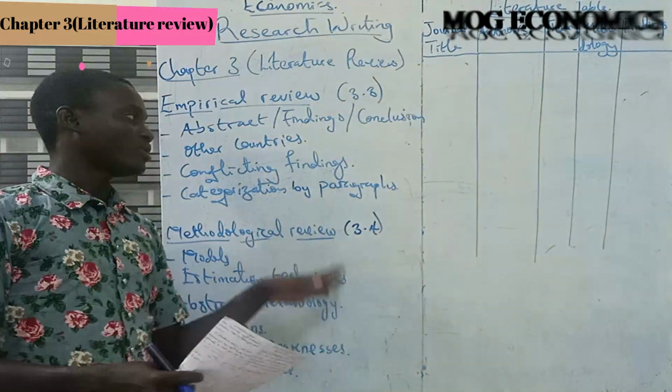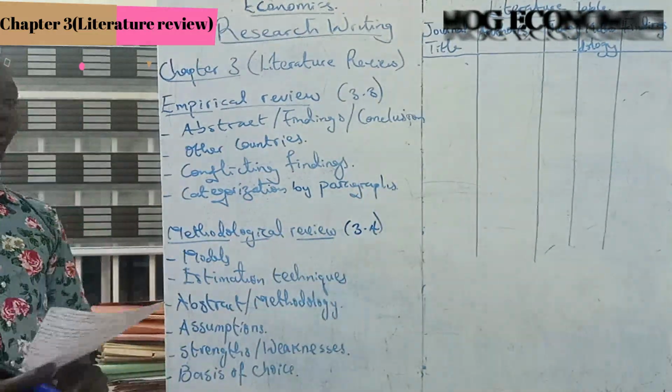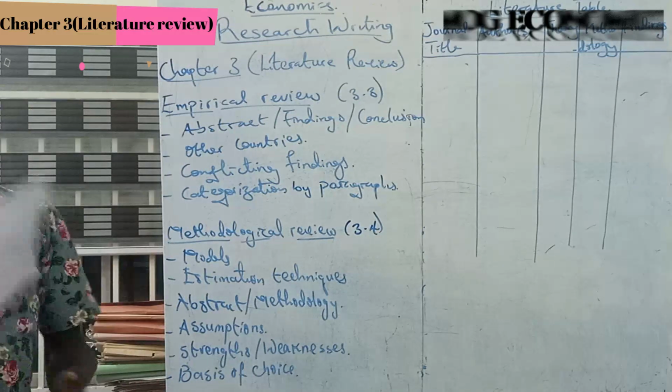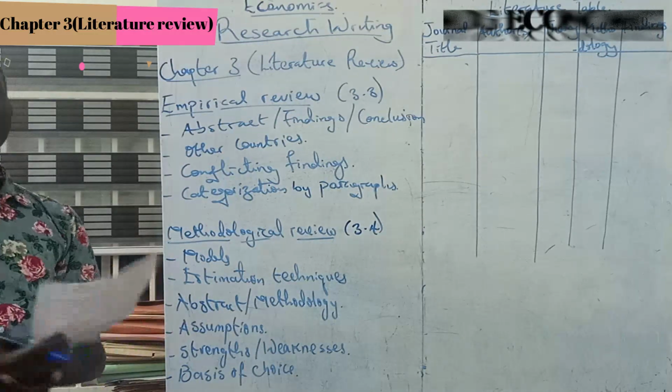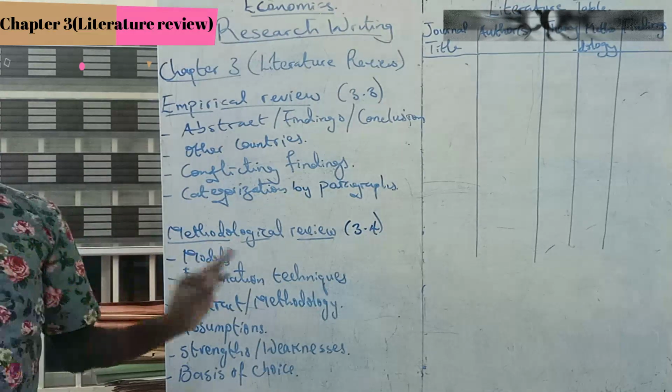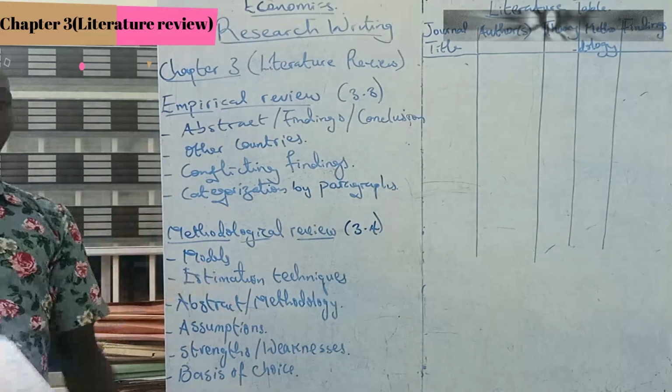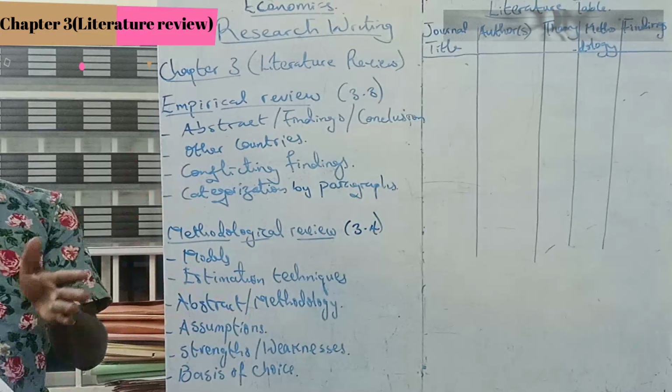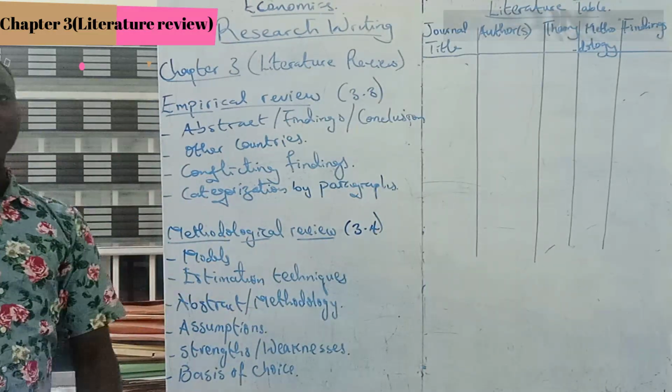So with that, we've come to the end of chapter 3, literature review. Chapter 4 we'll be talking about methodology, which is where your own work as a researcher really starts. Then chapter 5 is analysis. Chapter 6 is when you call it a day.